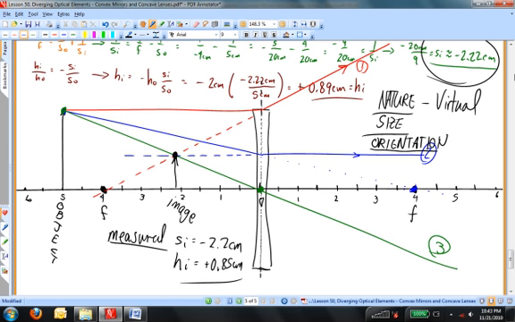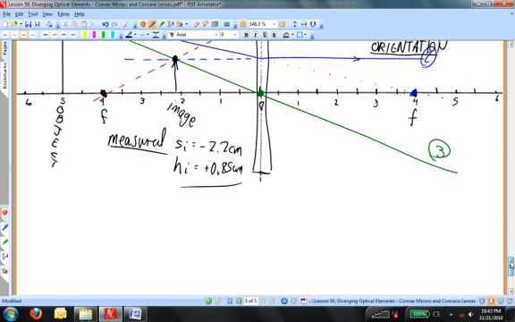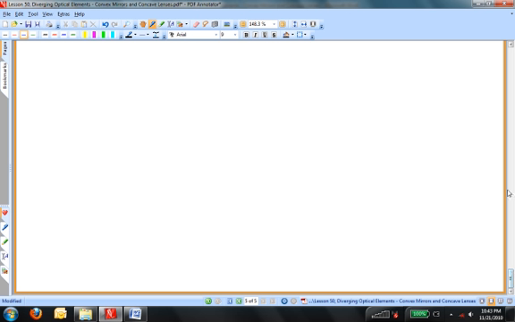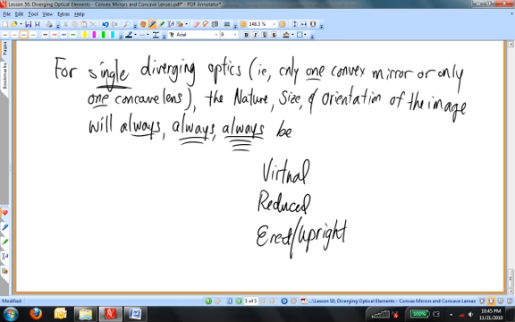So now we've done convex mirrors and we've done concave lenses. Let me make one more remark about diverging optics. It turns out that whenever you have a single diverging optical element, like a single convex mirror or a single concave lens, the images are always going to be virtual, reduced, upright. So whenever you deal with diverging optics, if you get some image that's other than virtual, reduced, and erect, then that means that you've made a mistake somewhere and you need to go back and make a correction.